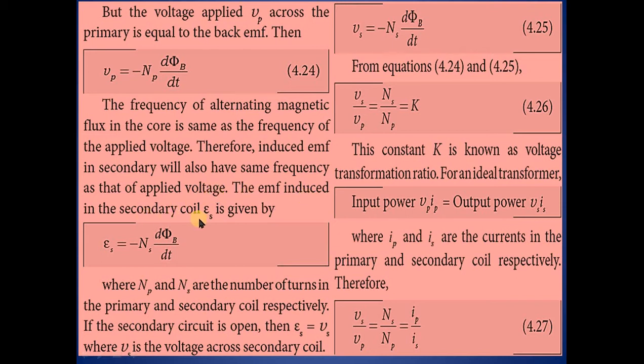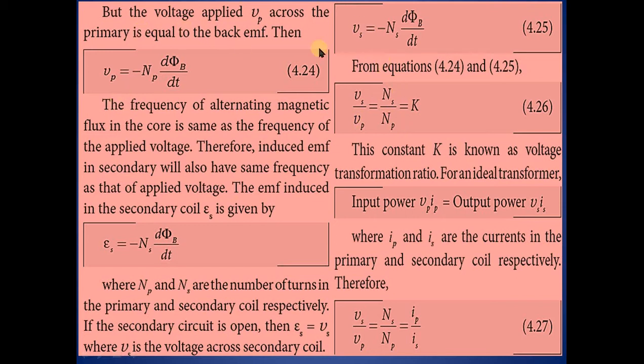The EMF induced in the secondary coil epsilon S is given by epsilon S is equal to minus Ns into d phi B divided by dt, where Np and Ns are the number of turns in the primary and the secondary coil respectively. If the secondary circuit is open, then epsilon S is equal to Vs, where Vs is the voltage across secondary coil. So Vs is equal to minus Ns into d phi B divided by dt. So from equation 4.24 and 4.25, Vs divided by Vp is equal to Ns divided by Np.